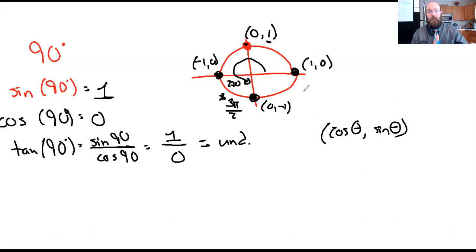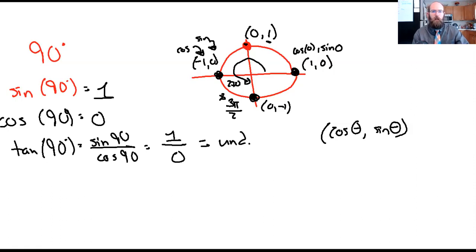So cosine at 0 is 1. Cosine 0 is 1. And that's then sine 0 is 0. And then over here, cosine of 180 degrees is 1. And sine of 180 degrees is 0. Okay, just so we can kind of see how all of that's shaping up together.